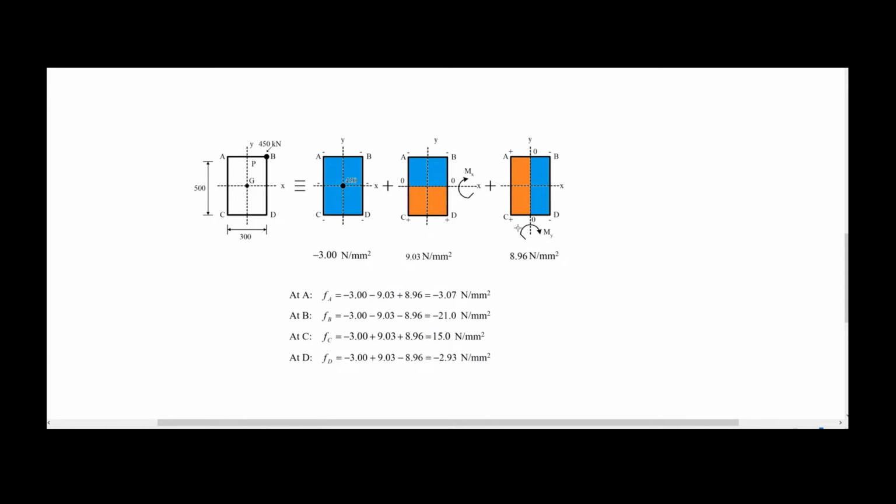And in the case of the moment around the axis y, we are going to have a bending stress of 8.96 Newton per square millimeter. Sorry, this is a bending stress. So compression on the right and tension on the left of the neutral axis y in this case. So having these three values, we're going to study all the possible combinations at the four corners of this cross section, this original cross section.